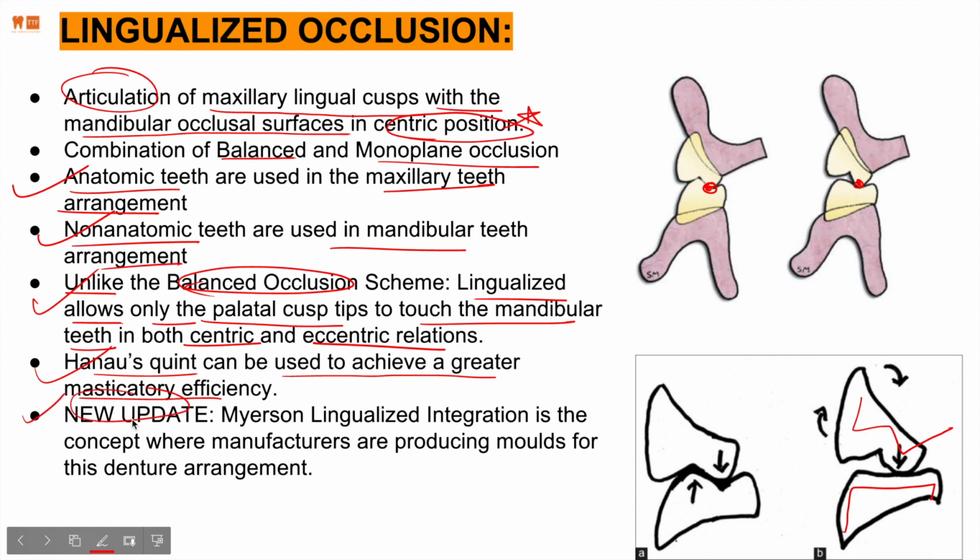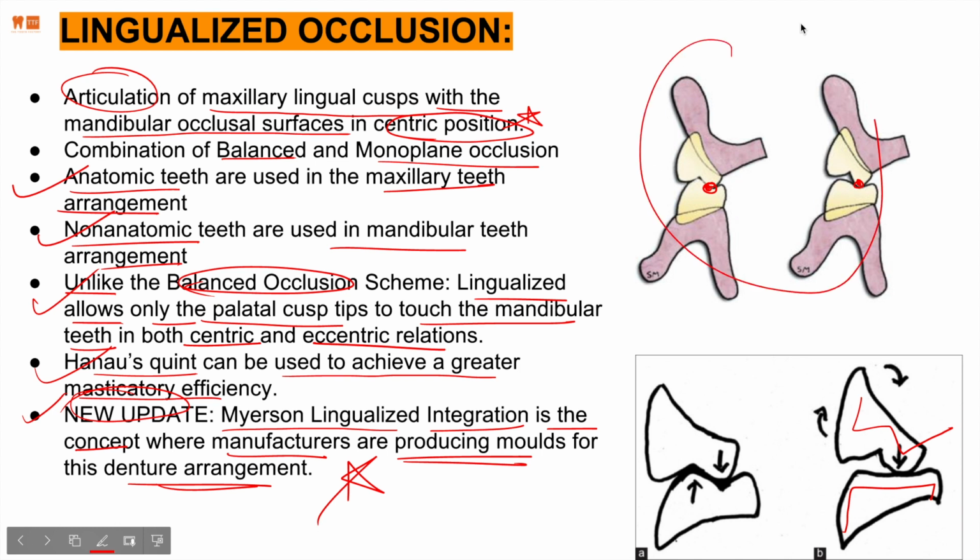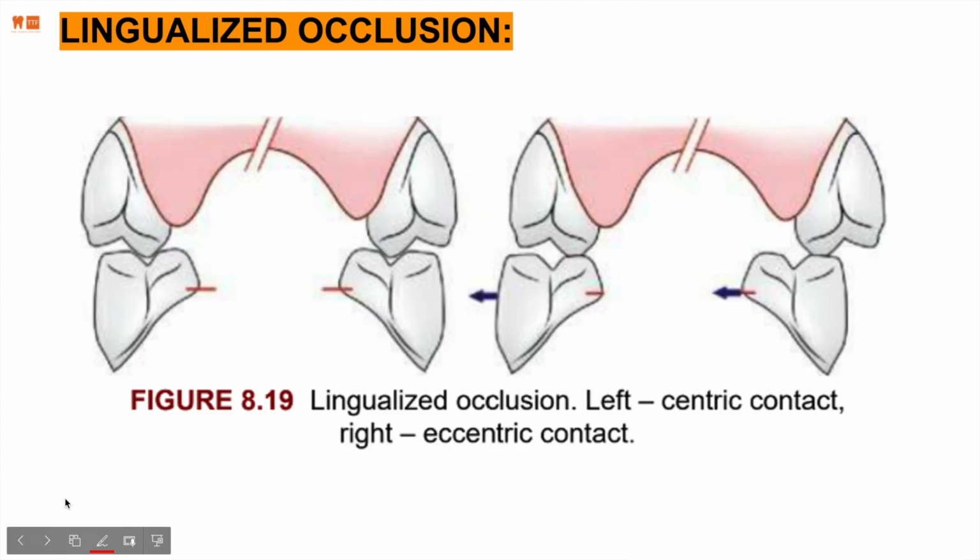But a new update is that Meyerson's lingualized integration has become a concept where the manufacturers are producing molds for denture arrangements. So lingualized occlusion is gaining popularity, where they now have molds of this denture arrangement. So just something that's very intriguing. Meyerson lingualized integration, coming up in dentistry, guys.